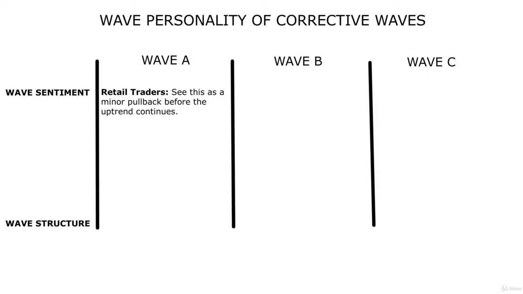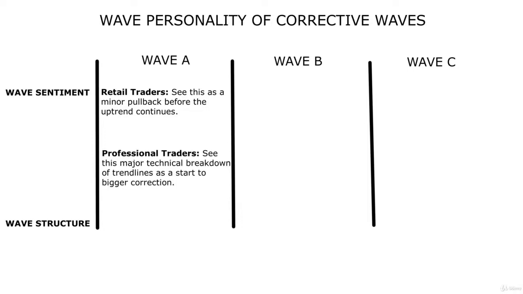Wave A. In early days of correction, retail traders see this just as a small pullback before the next leg of advance continues, whereas the professional traders see this first major technical crack as a start to the bigger correction. As you will study later, wave A can be subdivided into 3 waves or 5 waves depending on the type of correction. A waves divided into 3 subwaves generally indicate a weak correction, whereas A waves consisting of 5 subwaves indicate a strong correction.